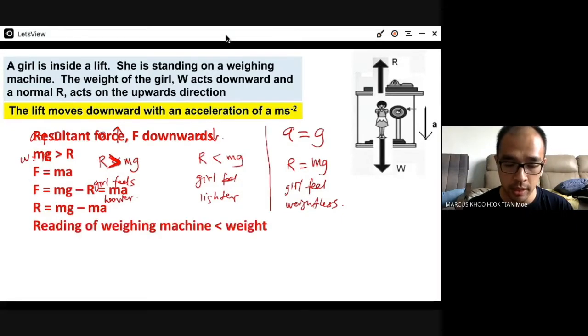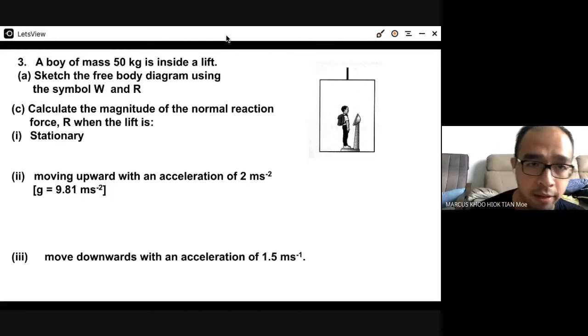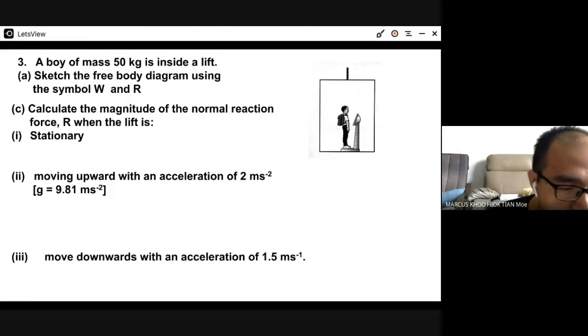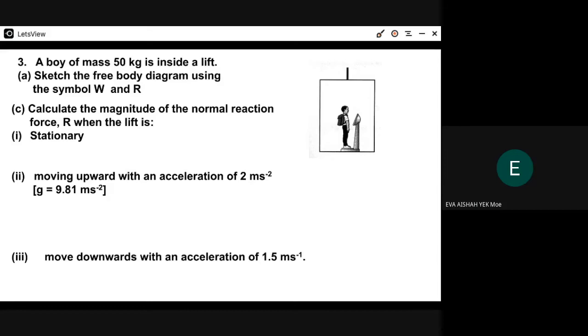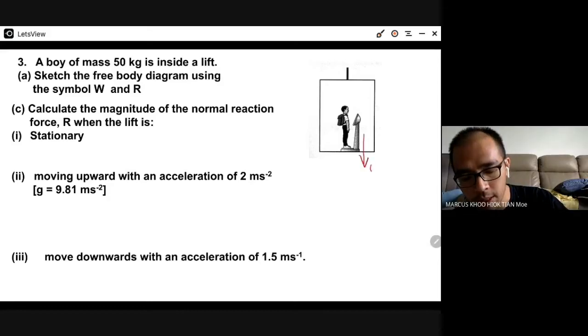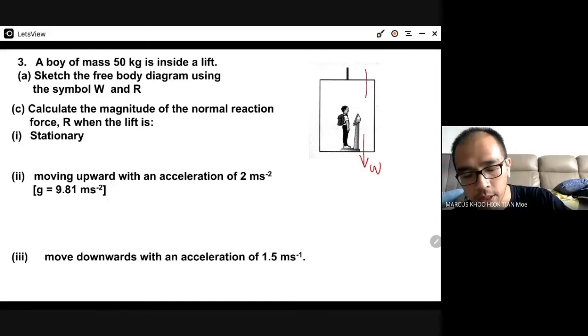So next situation. Oh, okay, it's an example. Let's take a look at this now. A boy of mass 50 kg is inside the lift. Let's sketch the free body diagram using W and R. Eva, tell me the direction of W and R, please. Which direction should W be? Downwards. Okay, W should be downwards. And where should R be? Upwards. Okay, very good.